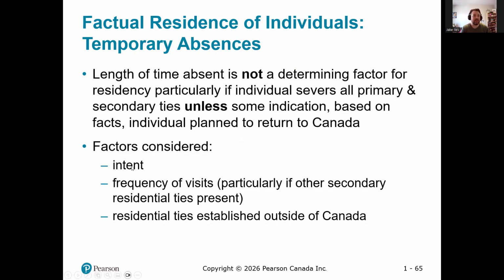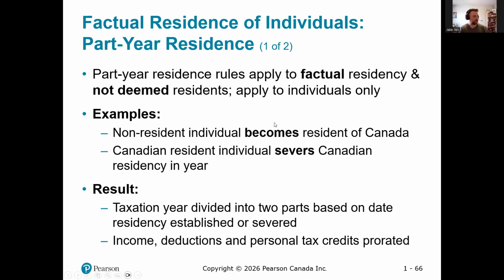So what they'll do is they'll look at, well, you moved away. How often did you come back to Canada? And were any residential ties established outside of Canada? So did you buy a house in France? Did you do any of the things that say, hey, I'm trying to build a life here? So they'll look to say, was this a severing of ties or was this just a temporary absence?